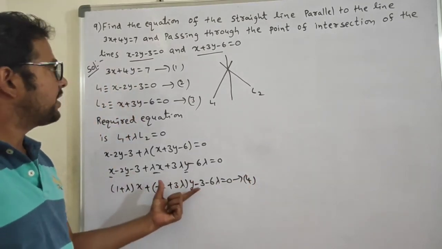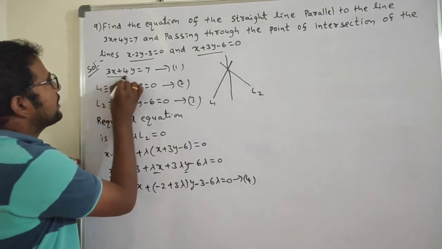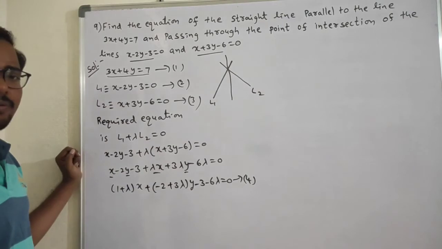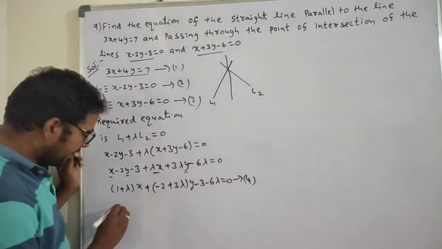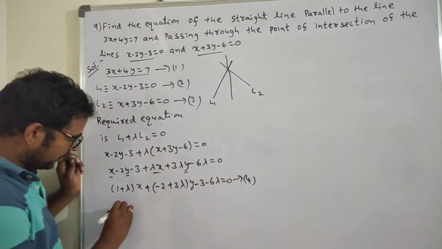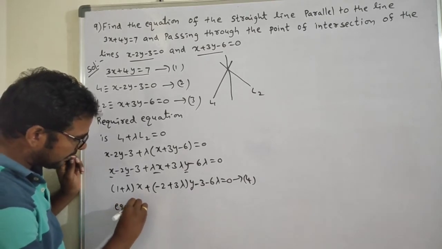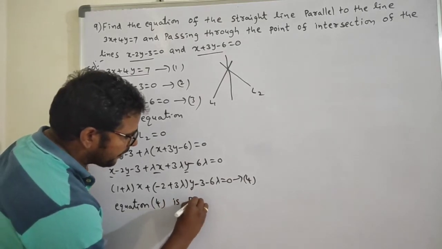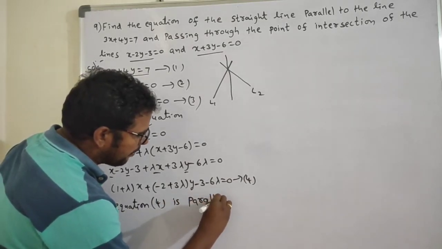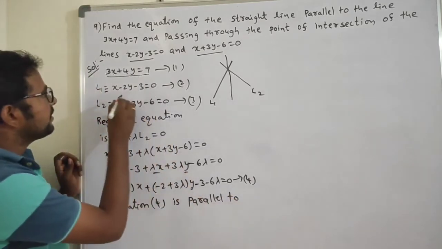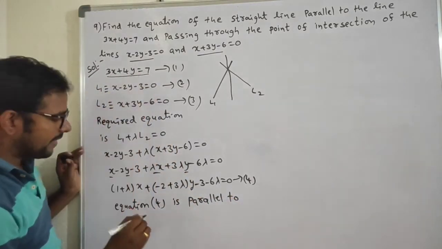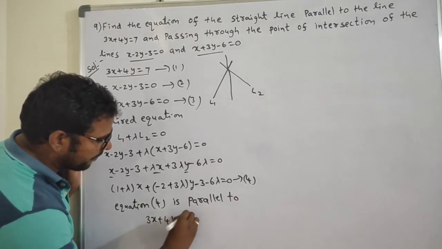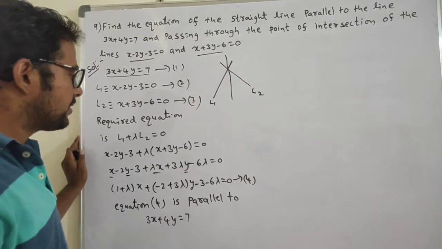This required equation is parallel to the line 3x plus 4y equals 7. Therefore, equation 4 is parallel to what is the equation? 3x plus 4y equals 7.